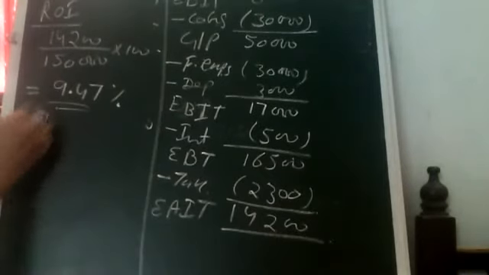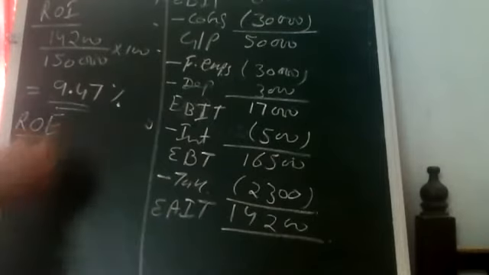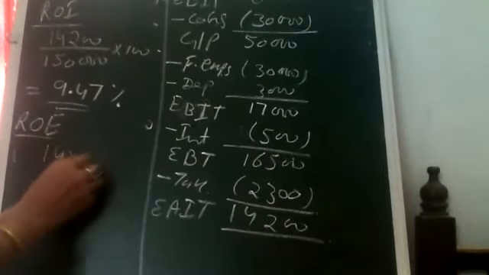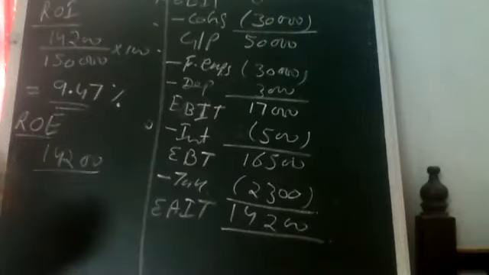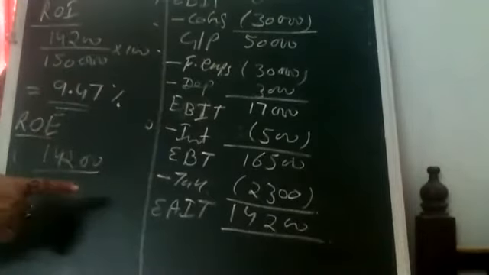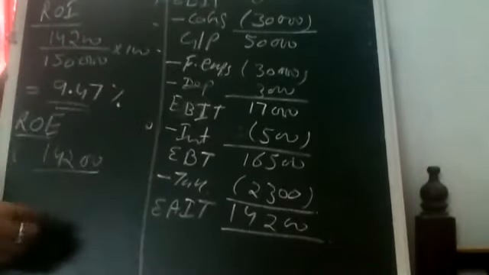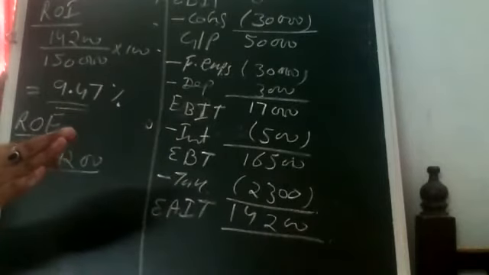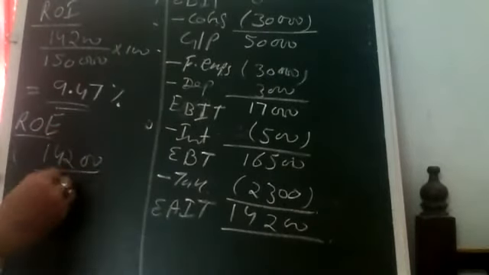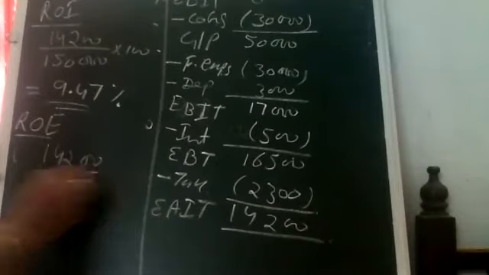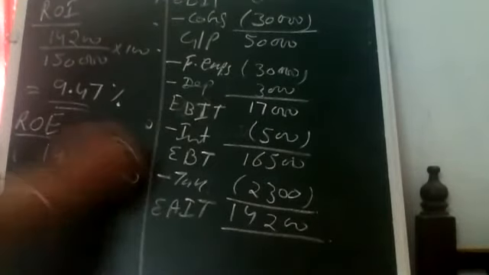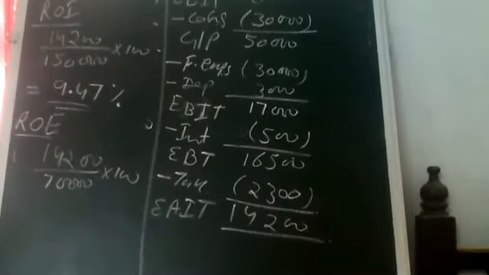Next is return on equity. If we calculate return on equity, how will we do it? Return is the same, divided by equity capital. How much was it? Out of 1,50,000, 80,000 was borrowed capital. So 70,000 was equity capital. We will write here 70,000 into 100. We have to calculate in percentage. That is why we will write here into 100. Do the calculation.